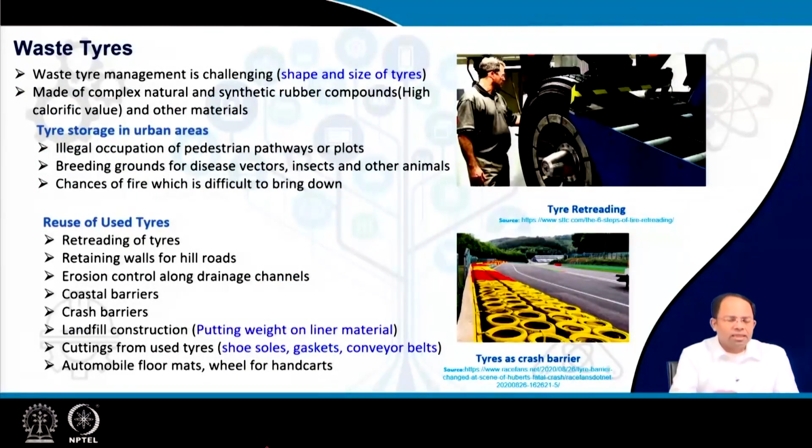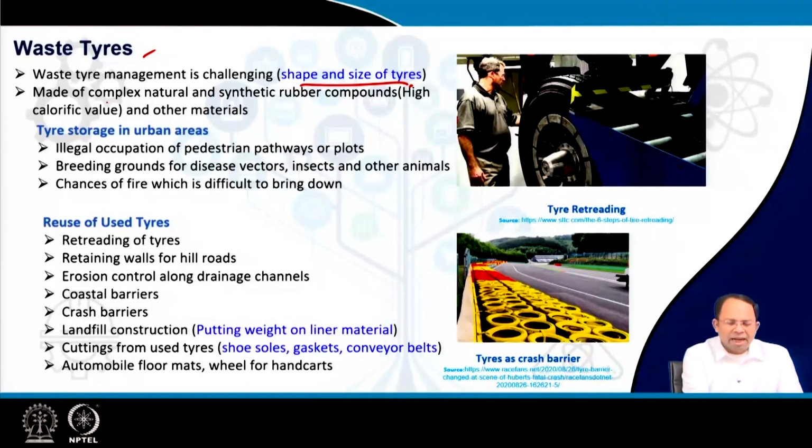Then coming to waste tires. This is a big challenge for ULBs because of the shape of this particular material. If you want to dispose of it, you have to shred it into smaller pieces and then put it in the landfill site, because otherwise it will stick out of the landfill cell. The other thing is that the transport process is difficult. Because of the shape and size of tires, and also the weight, it's difficult to handle.